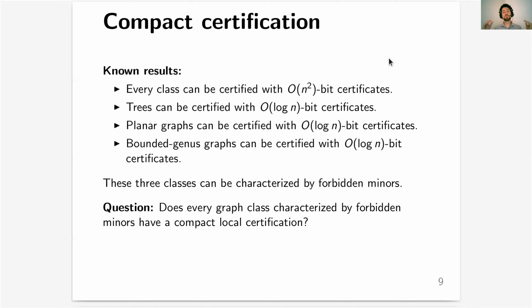So the idea now is to generalize even more. Like, can we go beyond bounded genus graphs? And what these three classes have in common is that they are characterized by an object from graph theory, which is called forbidden minors. Okay. So now, if I go back to my question, the question was, does every graph class characterized by forbidden minors have a compact local certification? So what I'm saying is, is it true that I can generalize this log n bound to every graph class that is defined by forbidden minors and not only these special cases?